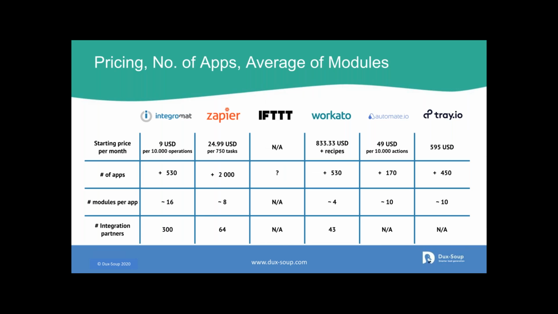Some comparison of pricing, number of apps, and average of modules. We have a free tier that has 10,000 operations, but the starting price is $9, sorry. And with a special link that you got in the email before the webinar, you can have also this basic profile, $9. Everything is for free. Currently, we have 530 apps that are in a no-code mode, and in average, every app has 16 modules. So I think that comparing to competitors right now, we are doing very good quality.